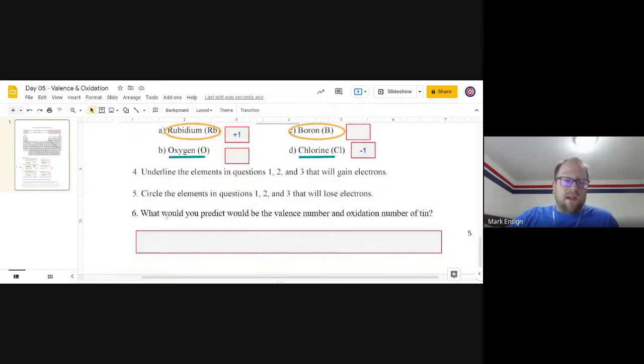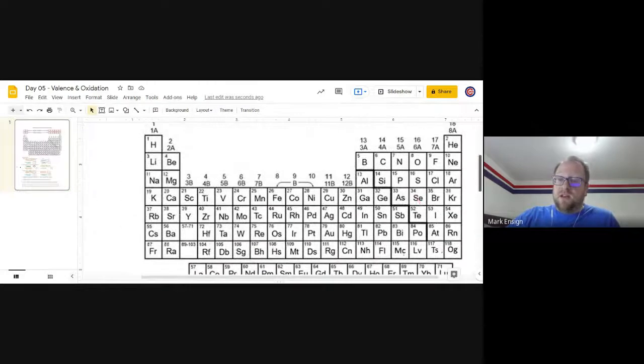All right, and then down here for number 6, it says, what would you predict would be the valence number and oxidation number of tin? Here's tin right here, group 14, so you know how to answer that question. So how many valence electrons and its oxidation number. All right, so that's the assignment for today.